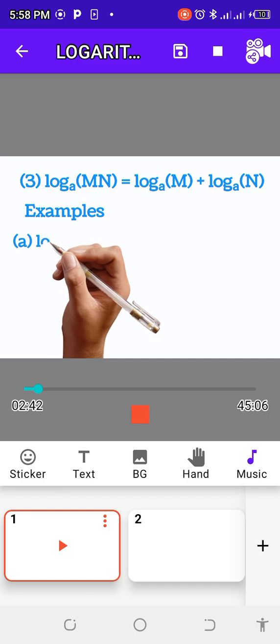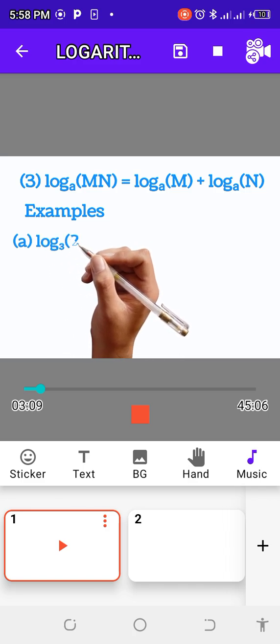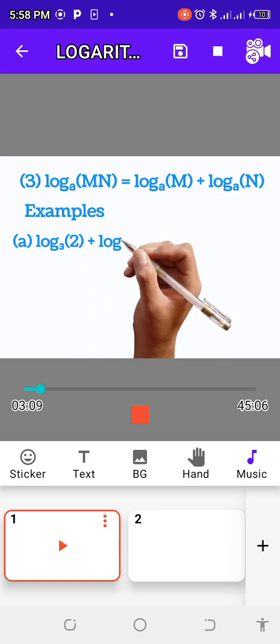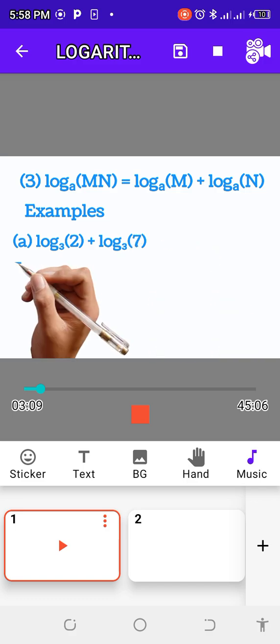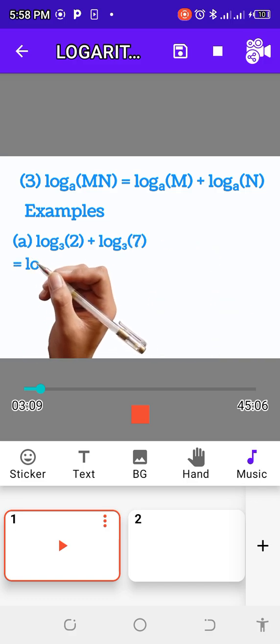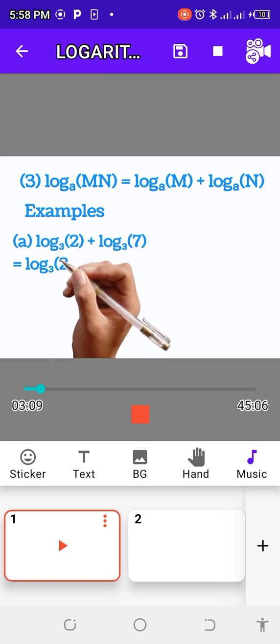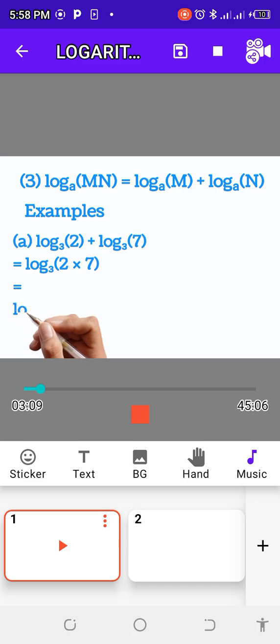Example A. Simplify log 2 plus log 7, all in base 3. To add logarithms of the same base, multiply the logs. So we are going to multiply 2 times 7, which is 14, base 3. And that is the answer.